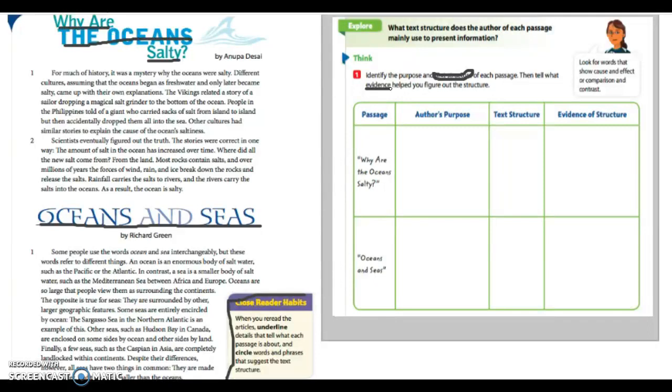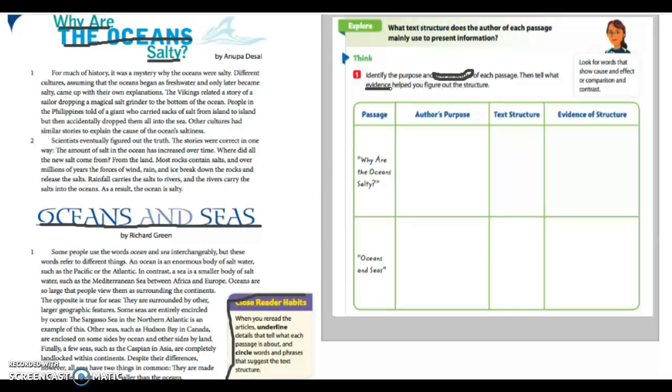Paragraph 2. The scientists eventually figured out the truth. The stories were correct in one way. The amount of salt in the ocean has increased over time. Where did all the new salt come from? From the land. Most rocks contain salts, and over millions of years, the forces of wind, rain, and ice break down the rock and release the salts. Rainfall carries the salts to rivers, and the rivers carry the salts into the ocean. As a result, the ocean is salty.